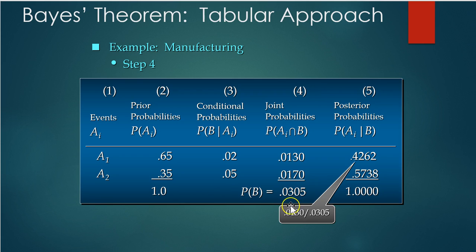Here it is, where we take 0.0130 divided by 0.0305, and we get to our 42% and our 57%. Again, indicating we have a better than 50% chance that the part came from supplier 2, even though supplier 2 is only providing us 35% of our parts.